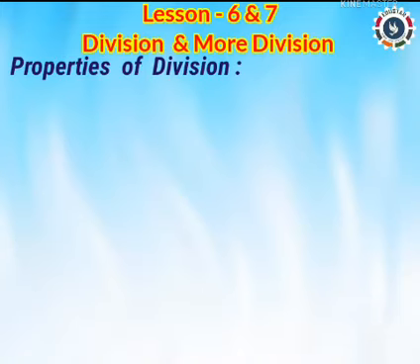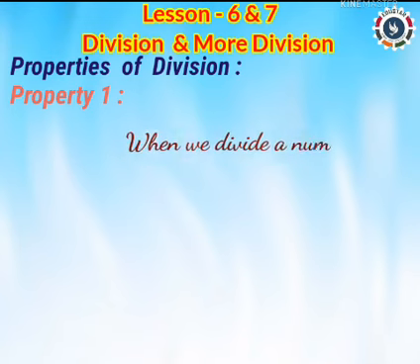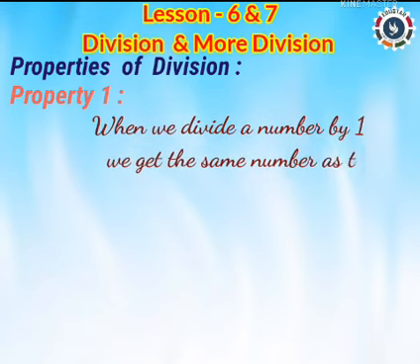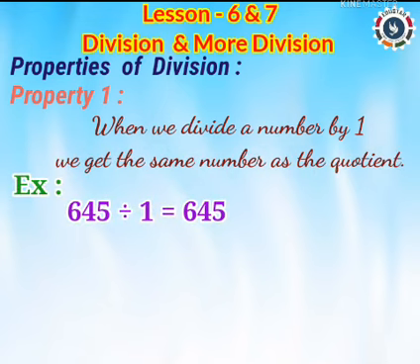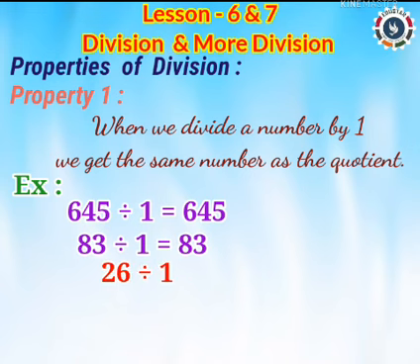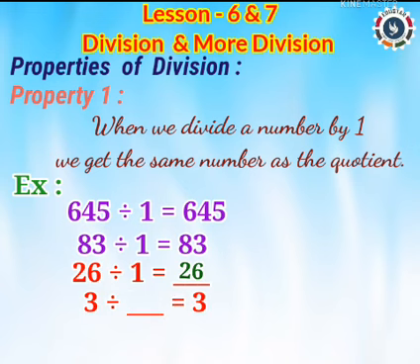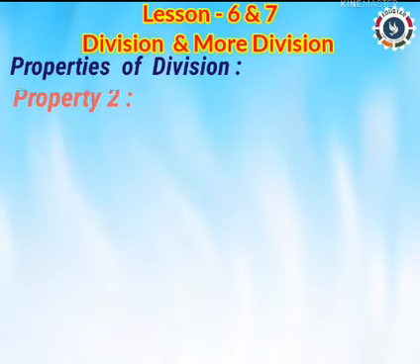Next, let's see the properties of division. Property number 1. When we divide a number by 1, we get the same number as quotient. For example, 645 divided by 1 is 645. 83 divided by 1 is 83. Now you find the answers. 26 divided by 1. Correct, 26. 3 divided by dash is equal to 3. Correct, 1. Dash divided by 1 is equal to 50. Yes, 50.